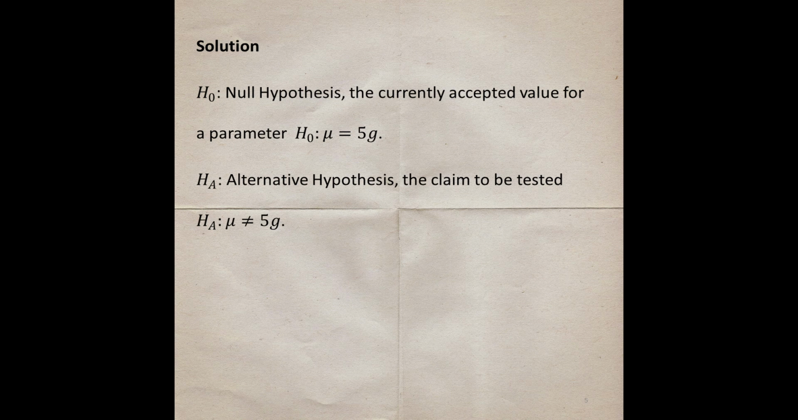H0, null hypothesis, represents the currently accepted value for the parameter investigated. In this case, H0 states that mu is equal to 5 grams. HA is the alternative hypothesis, or the claim to be tested. In this case, HA states that mu is different from 5 grams.